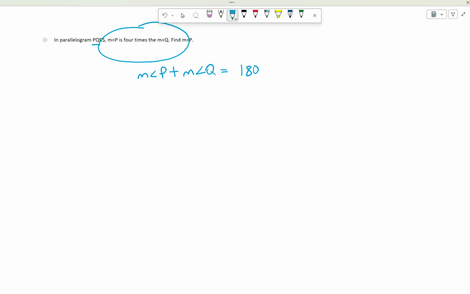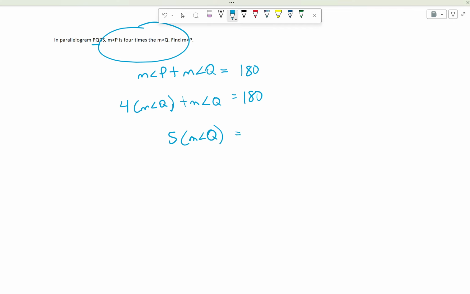P is 4 times angle Q. So I'm going to say that 4 times the measure of angle P, I'm sorry, the measure of angle Q, is going to take over for the measure of angle P as I substitute. I have 4 times the measure of angle Q. I have the measure of angle Q. So 5 times the measure of angle Q.